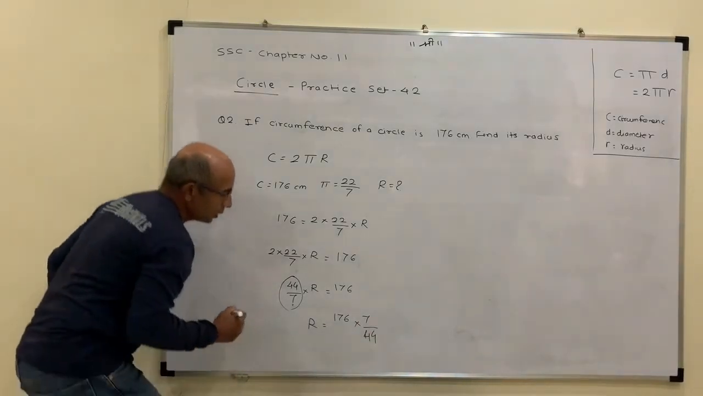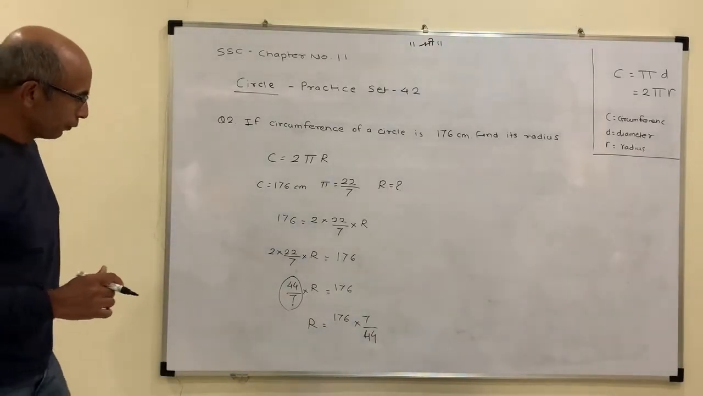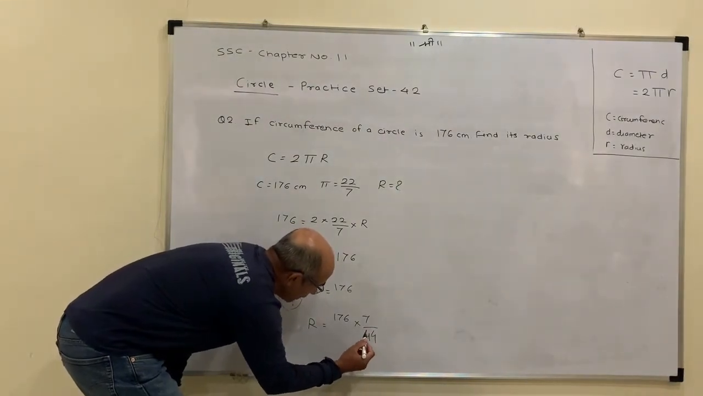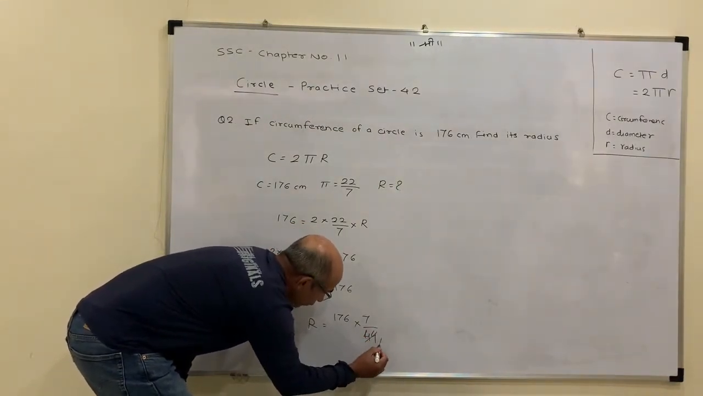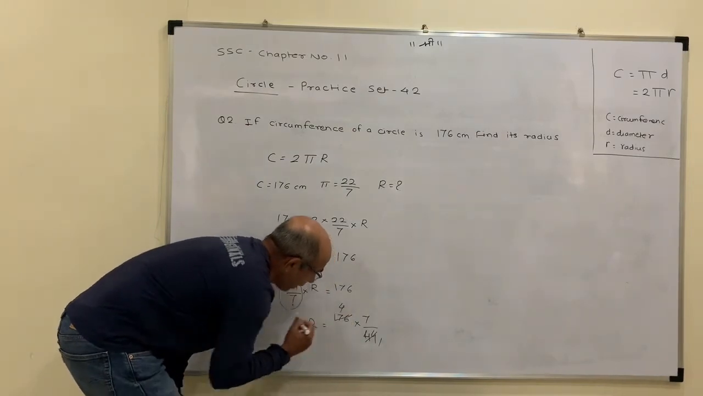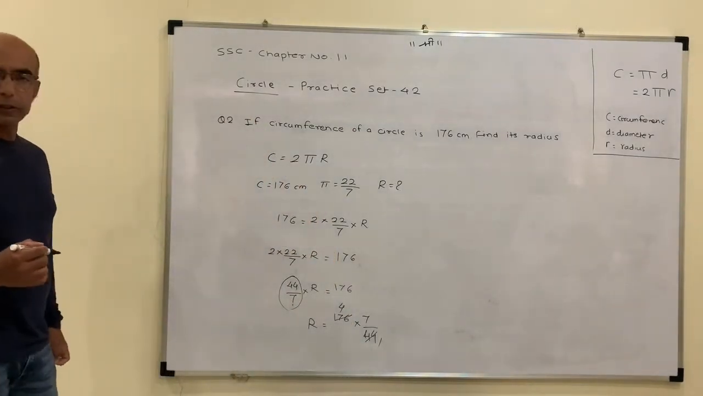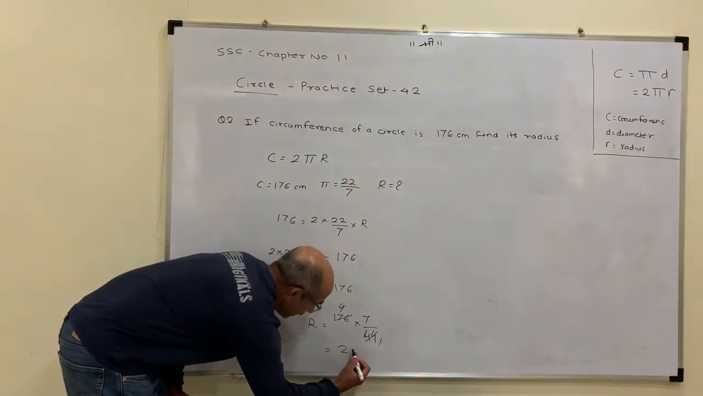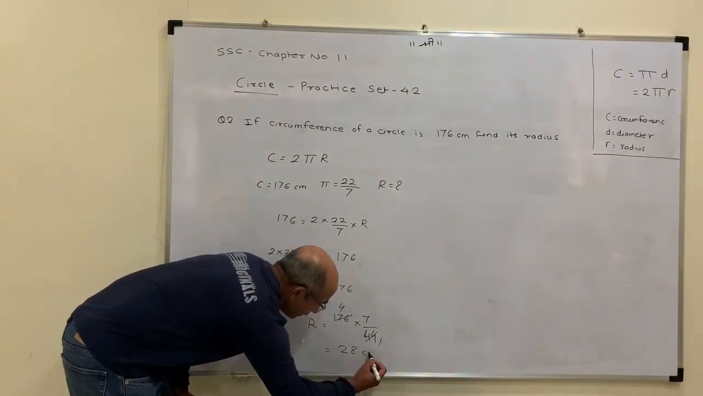You got it? So now if you see carefully, if I multiply 44 with 4, 4 ones are 4, 4 fours are 16, this comes out to be 176. So my r will be 7 fours are 28 centimeters.